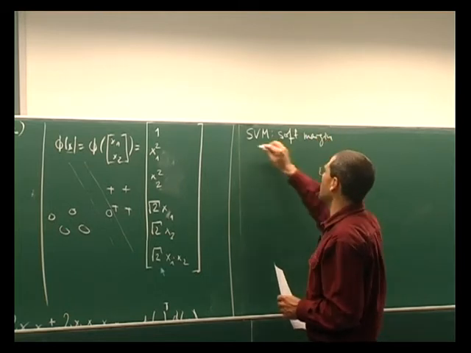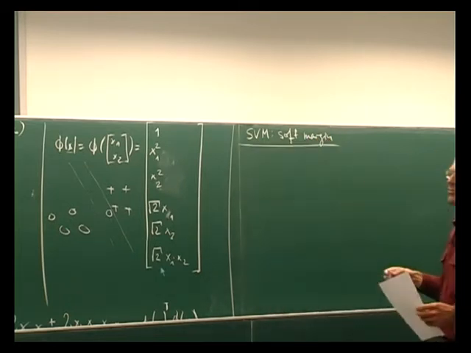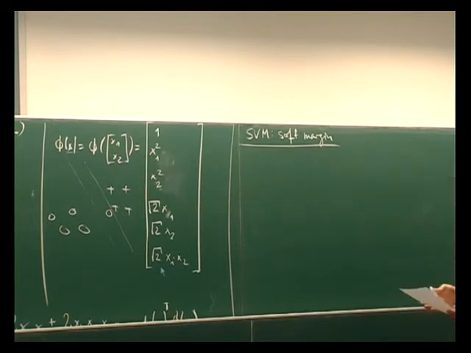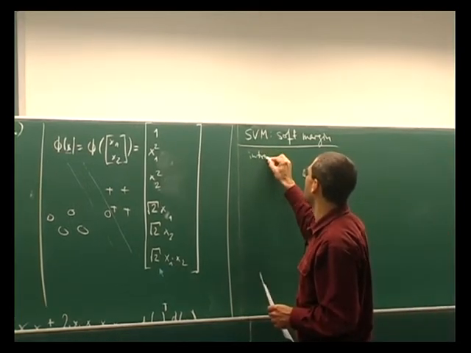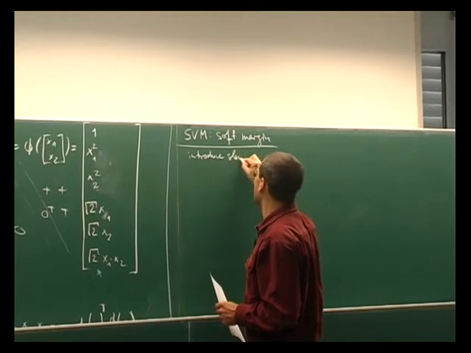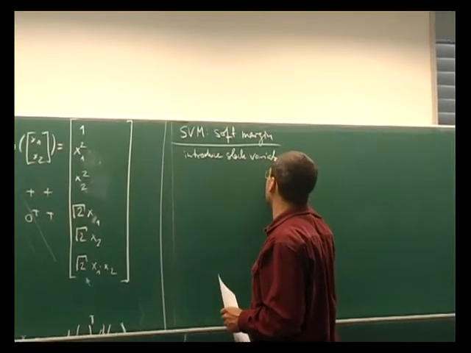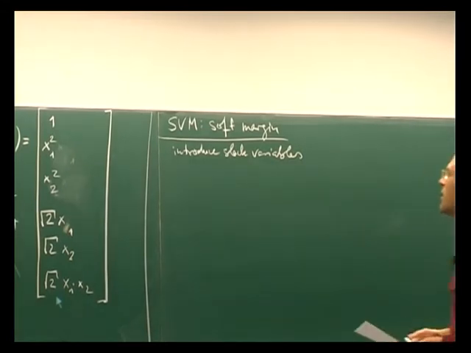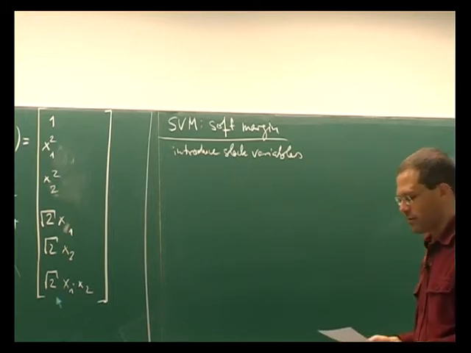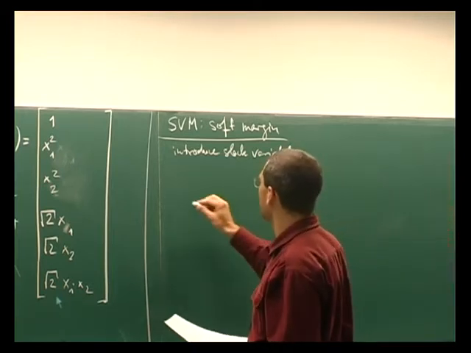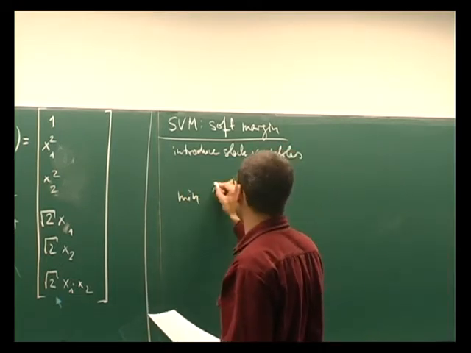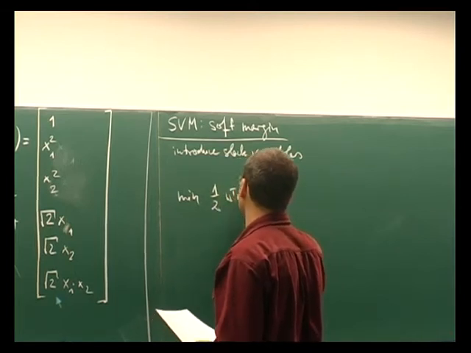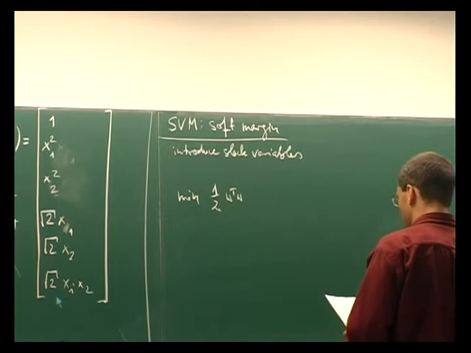So previously, we requested really that no point lie on the wrong side of the margin, hence hard margin. And we can instead introduce slack variables, Schlupf in German, and thus relax the problem a little bit or regularize it. So I'm going to minimize, as before, over 1/2 times W transpose W.